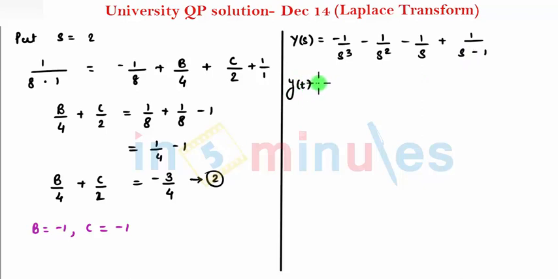So you can say y of t is equal to minus t square upon 2 minus t minus 1 plus e raised to t.